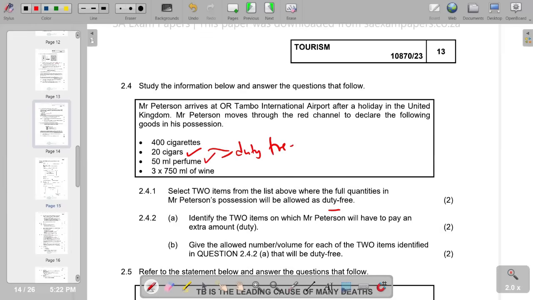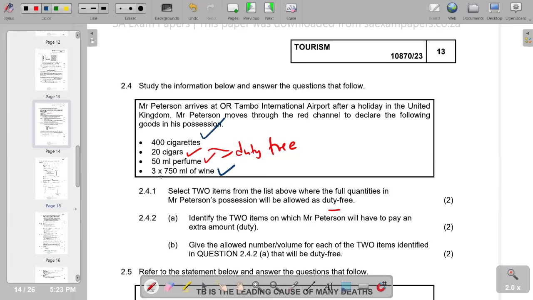And then the next sentence, identify the 2 items on which Mr. Peterson will have to pay an extra amount of duty. So in paying an extra amount of duty, we have got 400 cigarettes and wine. That's where we have an extra amount of duty. Then B, give the allowed number of volume for each of the 2 items identified in question 2.4.2. That will be duty free. So the duty free one, give the quantities. So for the duty free one, we identify the cigars and perfume.